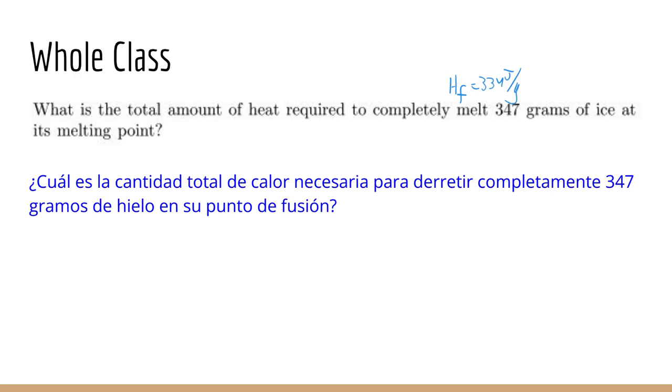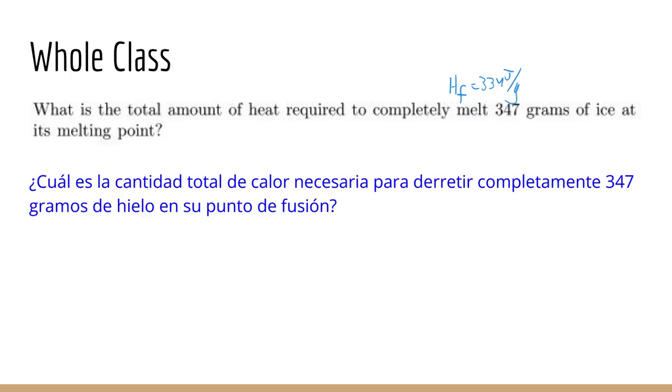The first question that we're going to do, I'm going to do this for you so you can see as a model. What is the total amount of heat required to completely melt 347 grams of ice at its melting point? So in the old reference tables, they gave you the heating constants for water. They gave you HF, they gave you HV, they gave you C, which we're going to learn about in our next lesson. But that's no longer on your reference tables. That means that they're going to have to give it to you either in the question or in the cluster.